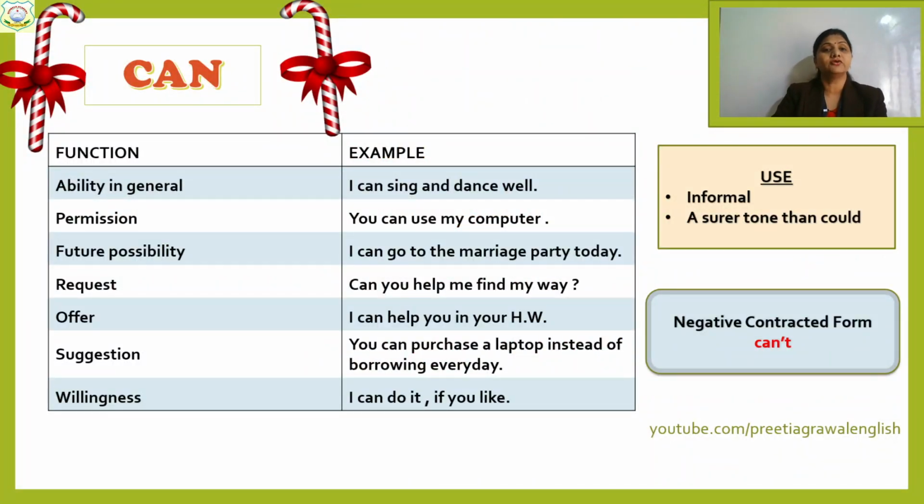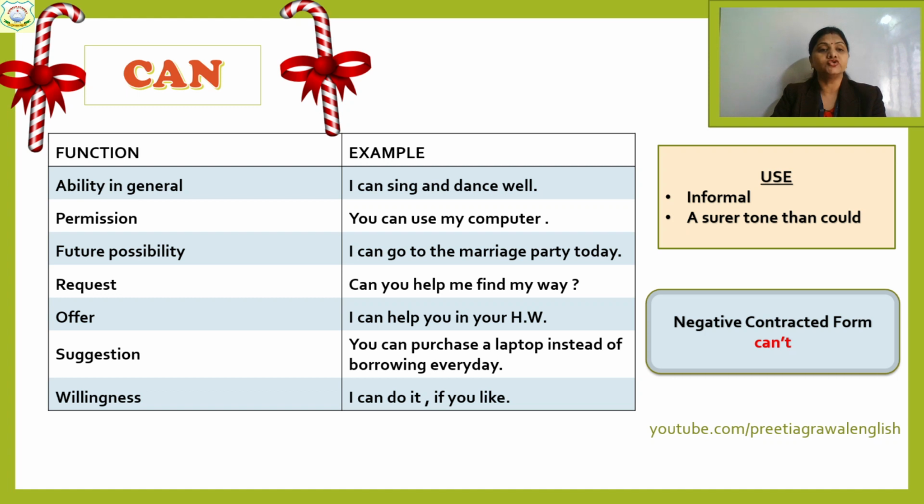See, the first one is can. This modal is used for ability in general. Whenever we have to show that we are able to do something, we use the modal can. I can sing and dance well. So can is the modal here, and it shows that the speaker is able to sing and dance.